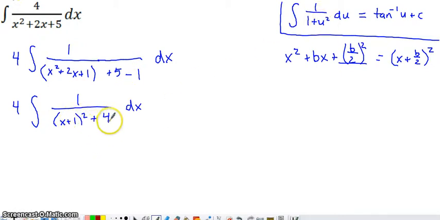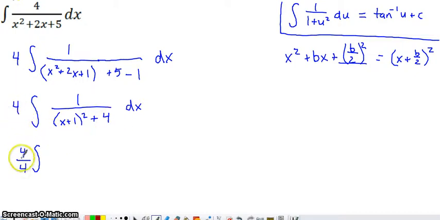But now the thing that we don't like is the fact that the constant term in that denominator is a plus 4. We want it to be a positive 1, like this formula says. So to turn that plus 4 into a plus 1, we're going to have to factor a 4 out of the denominator. So I'm factoring a 4 out of the denominator.